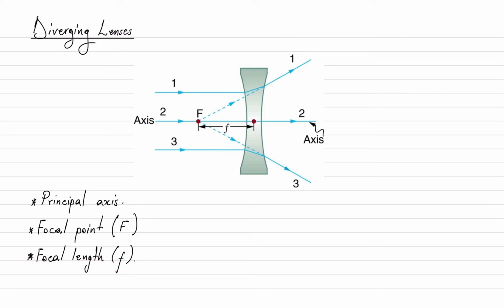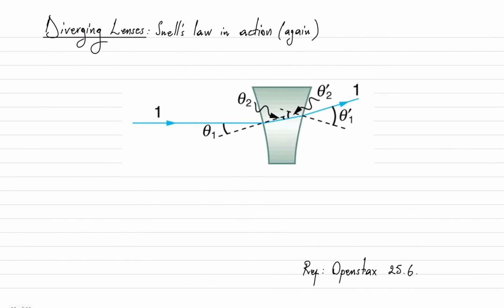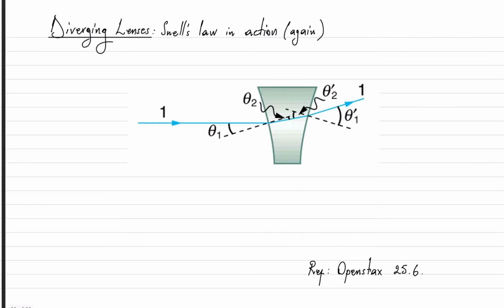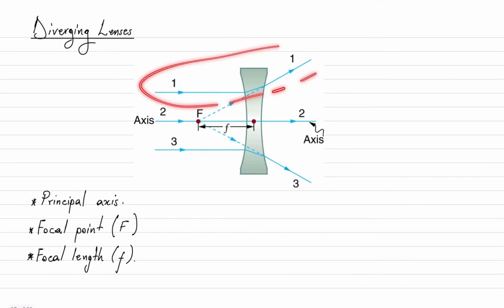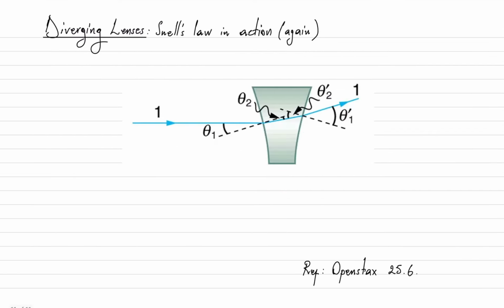Now, again, we can talk about how diverging lenses work. Actually, it's the exact same principle. Again, it's Snell's law in action. Let's consider the upper light ray. Of course, the same argument follows through for the third light ray, but we're going to focus on this one, and hopefully this will give us an idea of how this works.